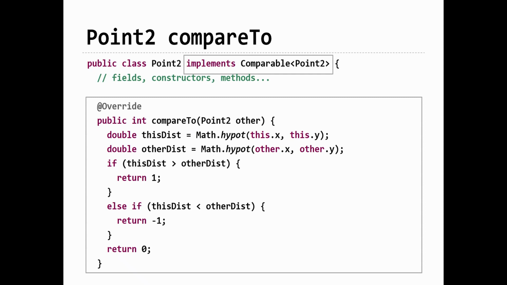Now how do you implement it? Well, it's pretty straightforward. You compute the distance. In this case, you compute the distance from the origin for this point. So again, remember, sorry, I need an eraser.